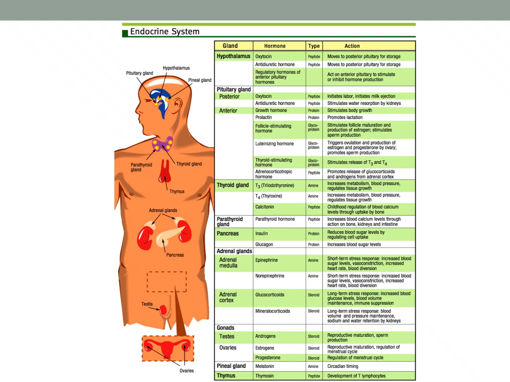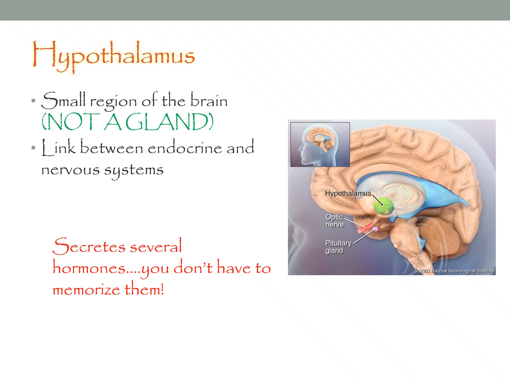This is simply a chart of the glands, the hormones they create and or secrete, and the actions of those hormones. So don't be concerned as much about the type, that third column there. You don't have to commit those to memory. Let's start from the top and talk about the hypothalamus.